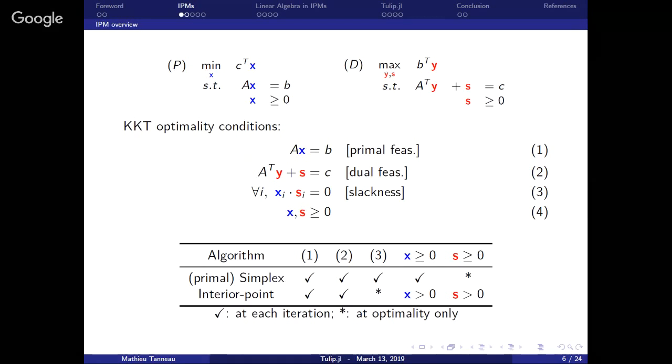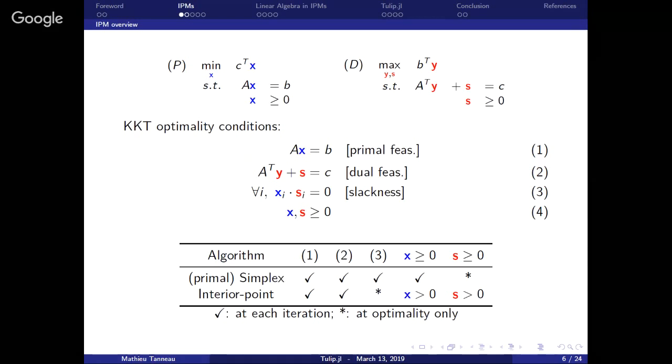And coming back to the figure that I showed you before, essentially, primal simplex will satisfy the first three all the time and only give you a non-negative S dual variable at optimality. Whenever you end up with S non-negative in the primal simplex, you stop because you just proved optimality.